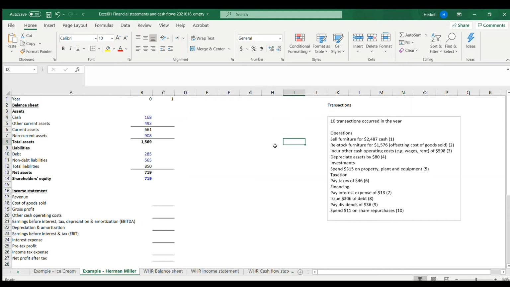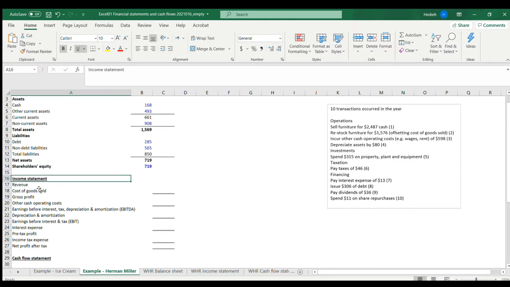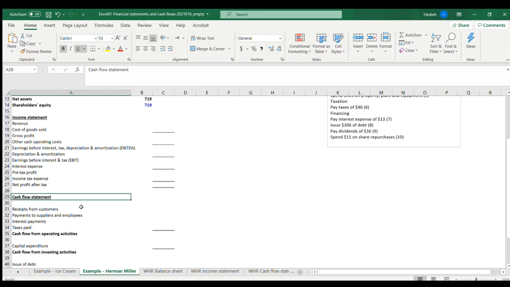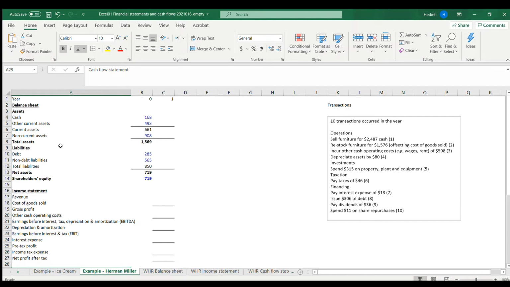Hi everyone. In this video, I want to explain an example that shows how different transactions affect financial statements such as the balance sheet, income statement, and cash flow statement. In this example, first you are given the balance sheet of the company at time 0.